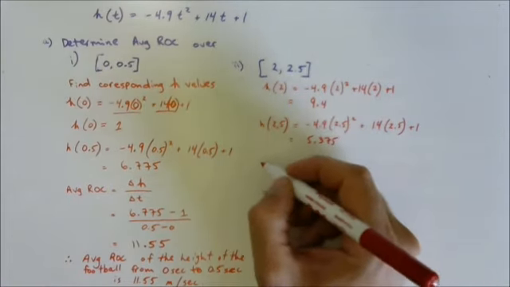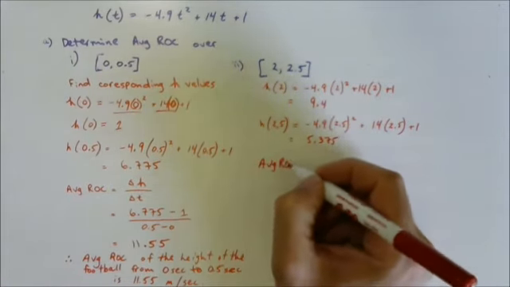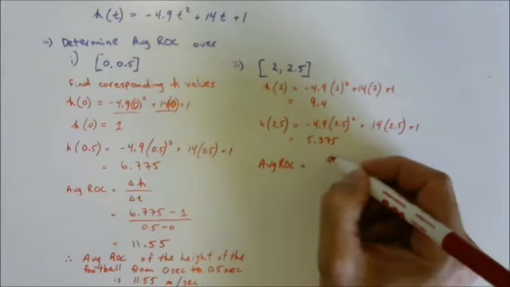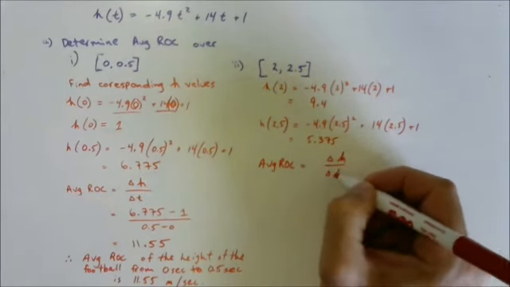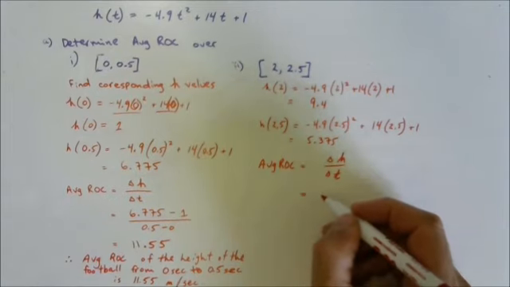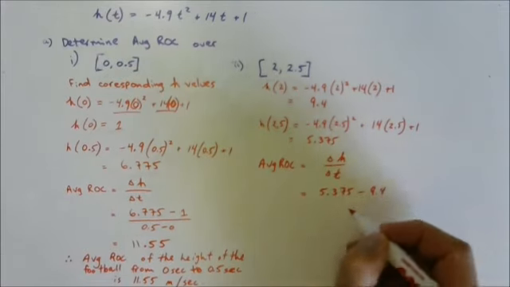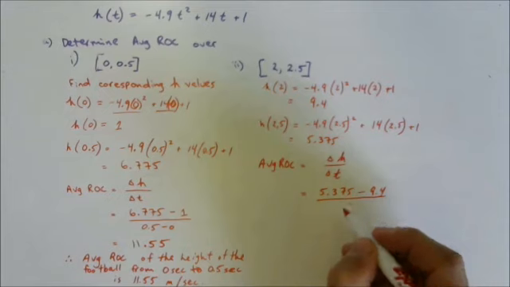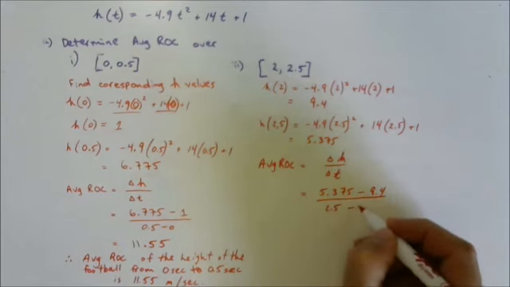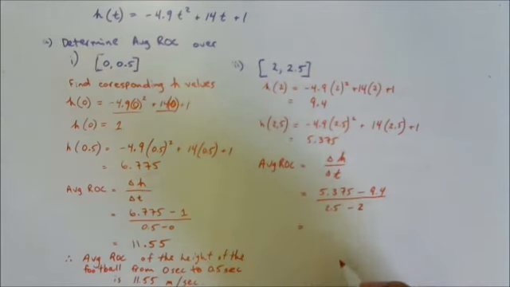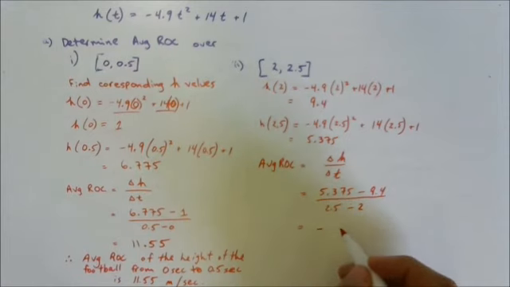Now we can get our average rate of change, which again is delta h over delta t. Sub in our values: 5.375 subtract 9.4. You can see how that's going to be a negative value. And we're going 2.5 minus 2. We're going to have a negative over a positive, which is going to result in a negative slope. And reduced, that ends up being negative 8.05.